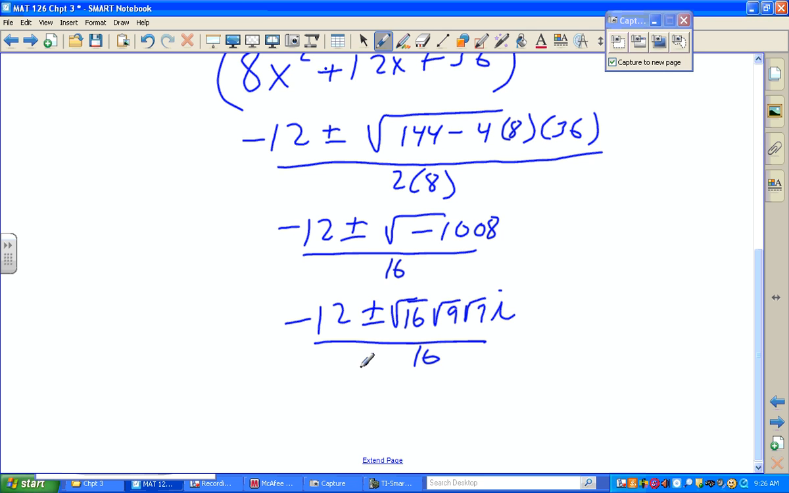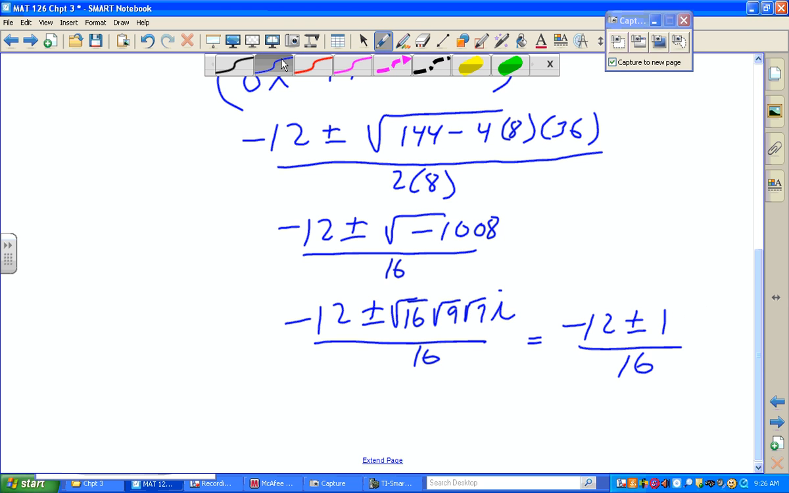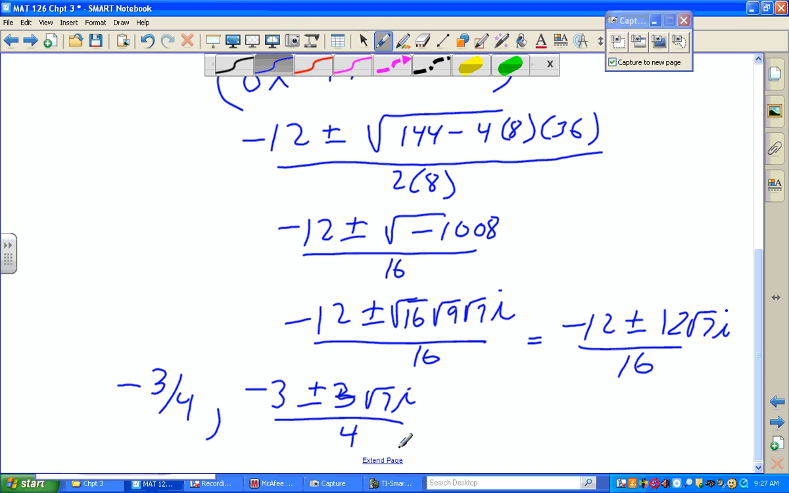Three times 4 is 12. This is a fun one. When I look up fun, I want to see this problem. Divide them both by what now? Oh yeah, square root of 7. What do I divide them both by now? What is it? 4? All right, so my answers are negative 3/4 and negative 3 plus or minus 3 square root of 7 i all over 4.